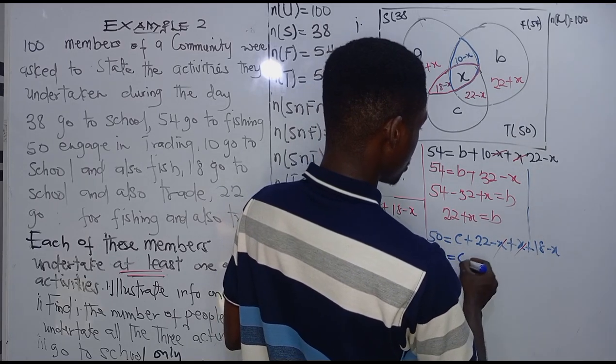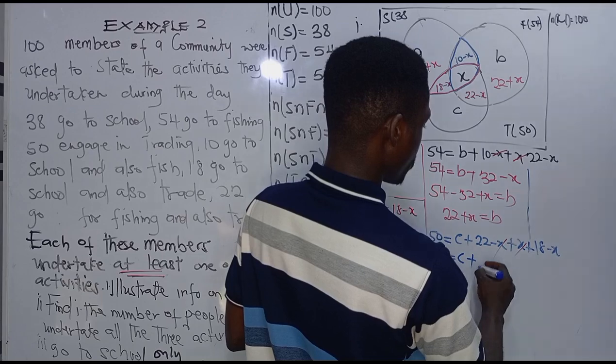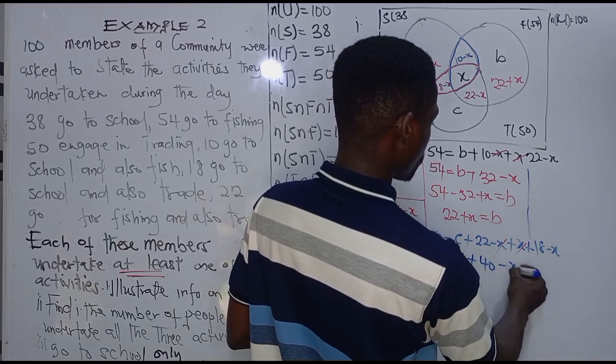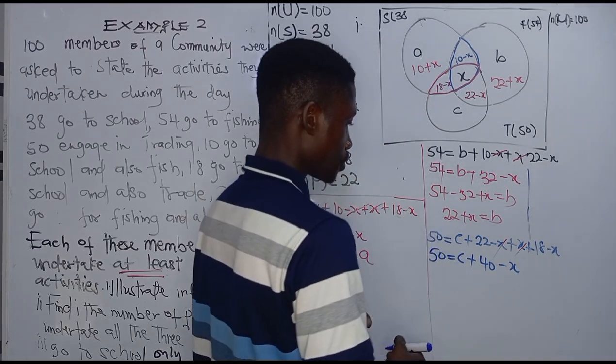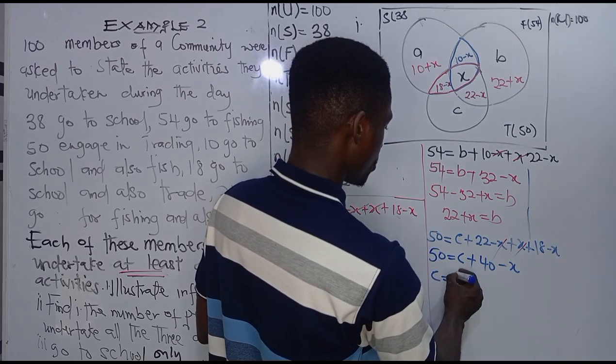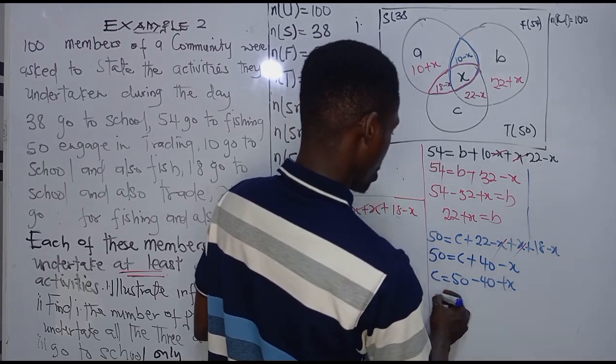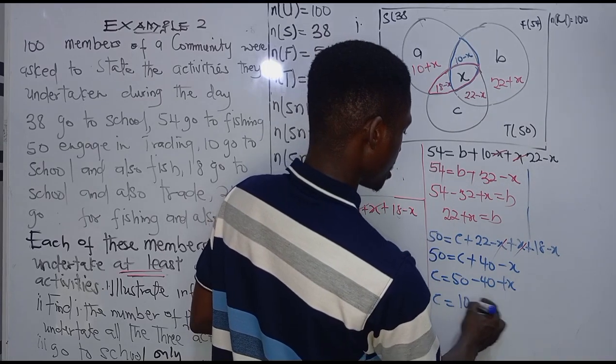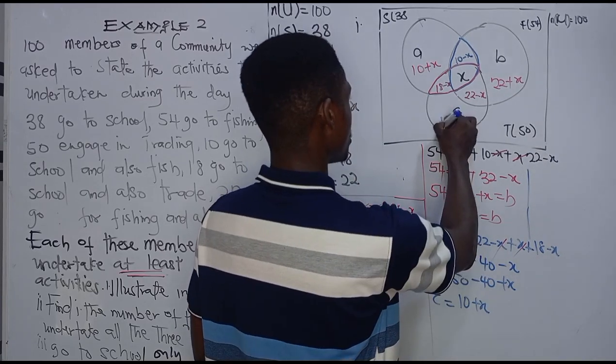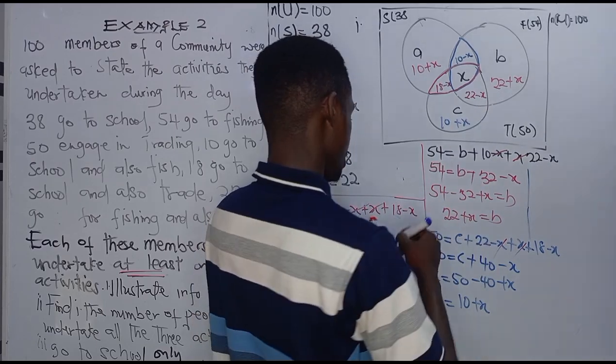50 is equal to C plus this and that will give us 40 minus what? X. So we have our C is equal to 50 minus 40 plus X. So we have C is equal to what? 10 plus what? X. So we have 10 plus X.